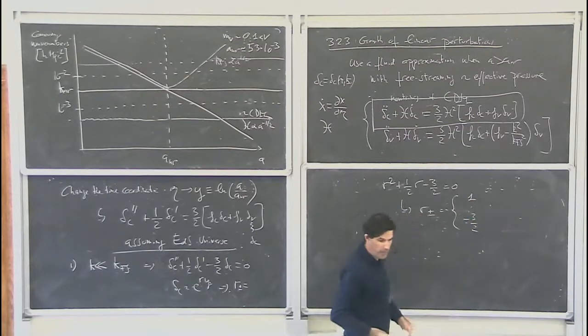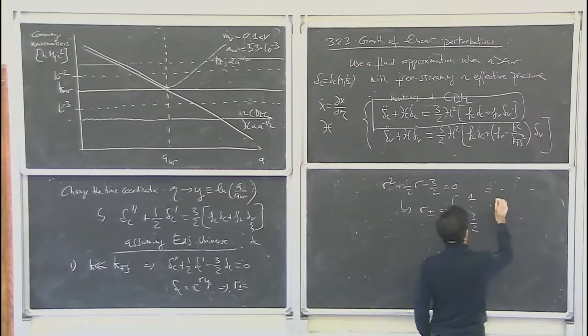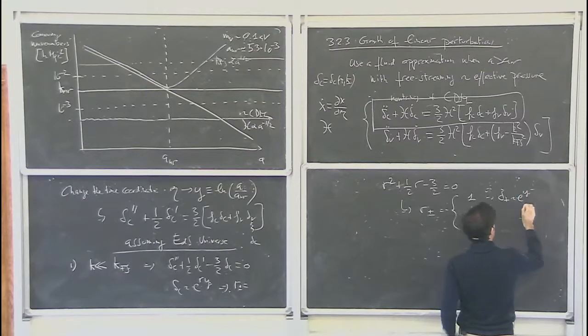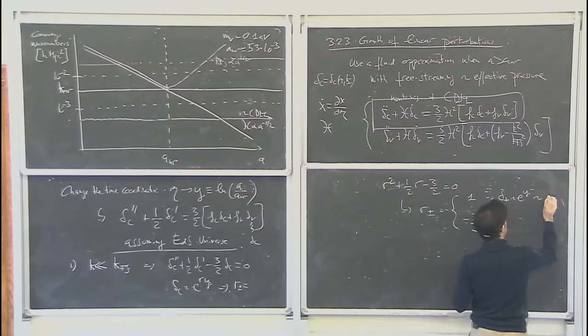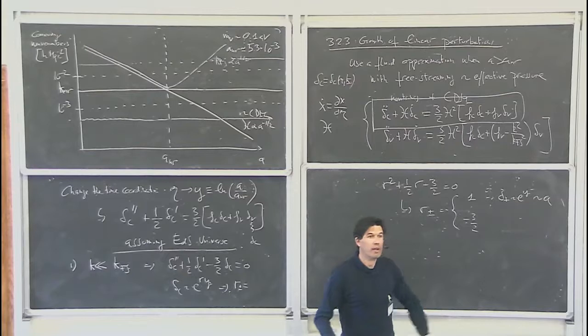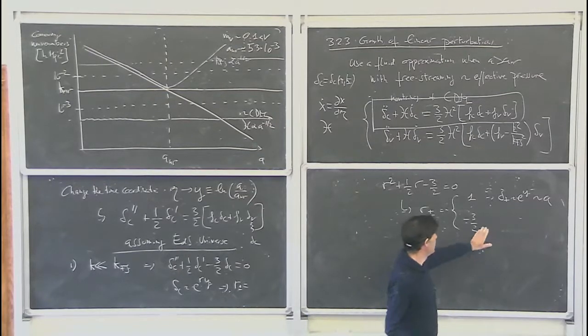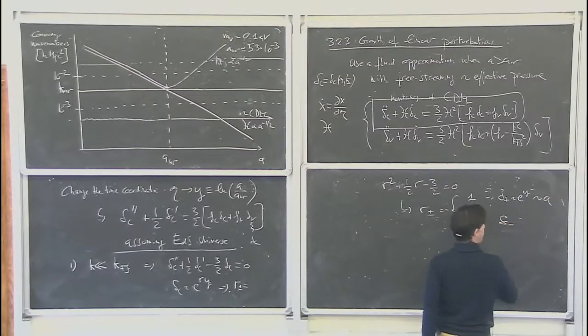So this tells you that there is a growing mode going like e to the y, and y is the ln of a, so it's just going as a. It's the usual growing mode in Einstein-de Sitter. And this is the decaying mode.